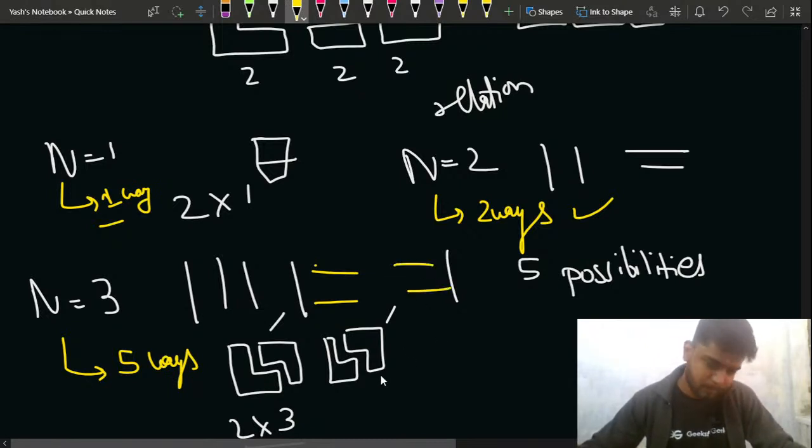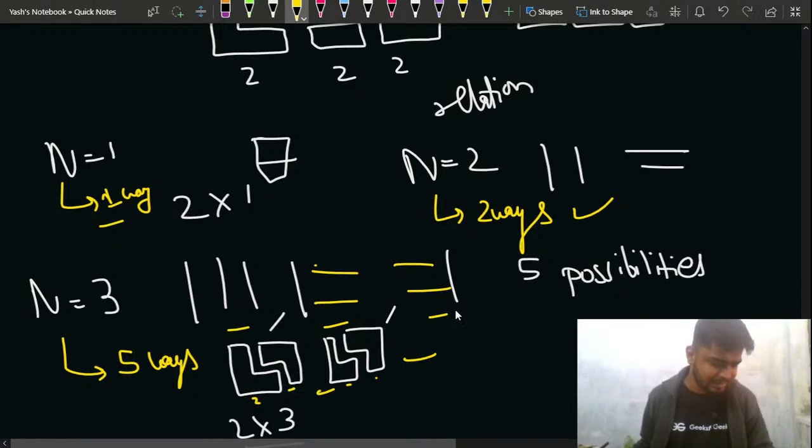Yeah, there can be 2 horizontal size domino, so this will increase, so this won't be possible, I think, right? This is what you are saying, 2 and then 1, so I think this is possible, right? This is possible, this is possible, this is possible. These are the 5 ways for it, right? I think these are the 5 ways.